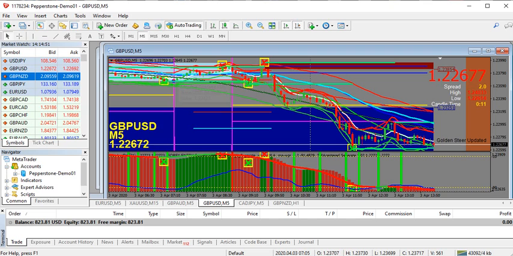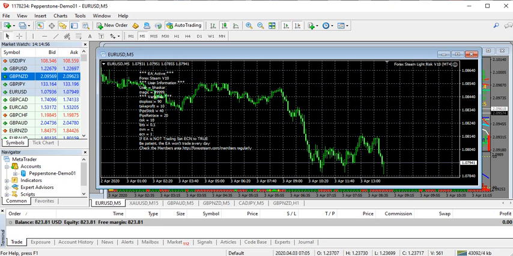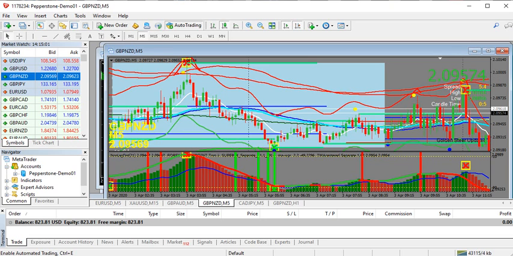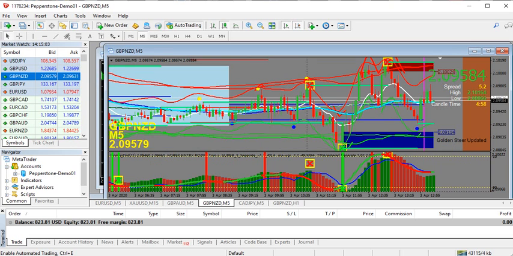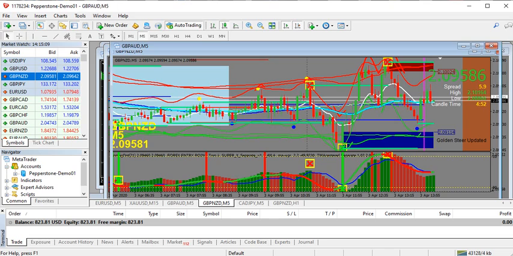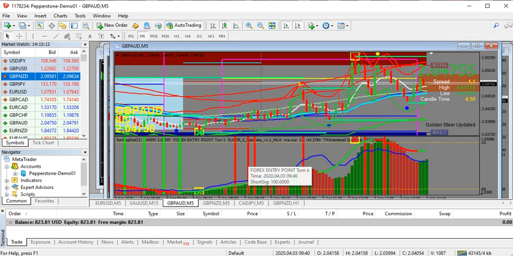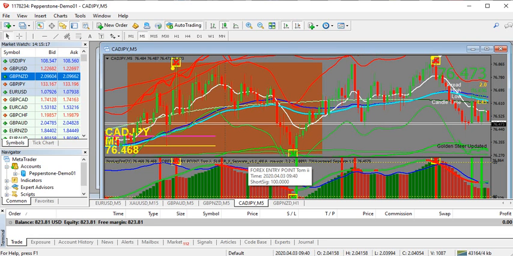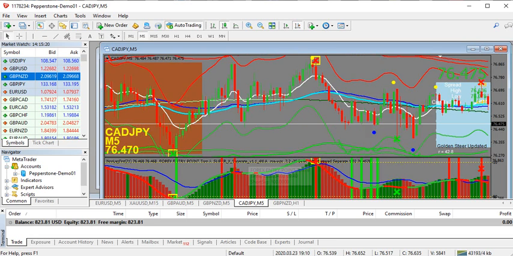Robots don't work. Yes, this is a robot which I'm testing, and I'm still testing it. But do not get into robots and EAs and all. They never work. So stay away from them, please. They take a lot of time to first test them, and I've never seen one working consistently so far.